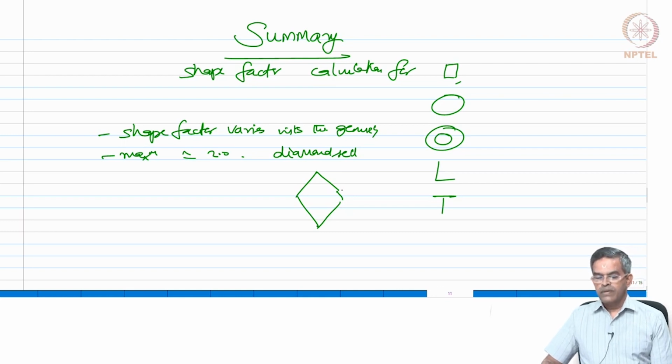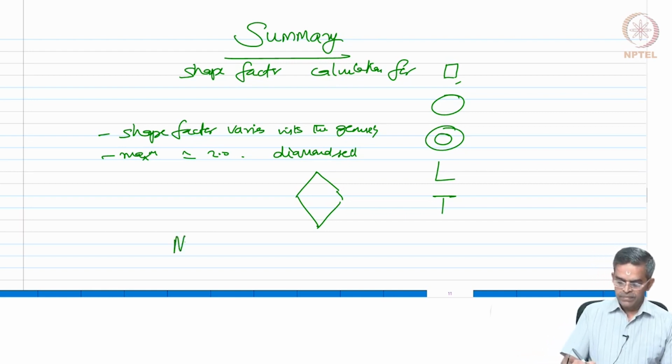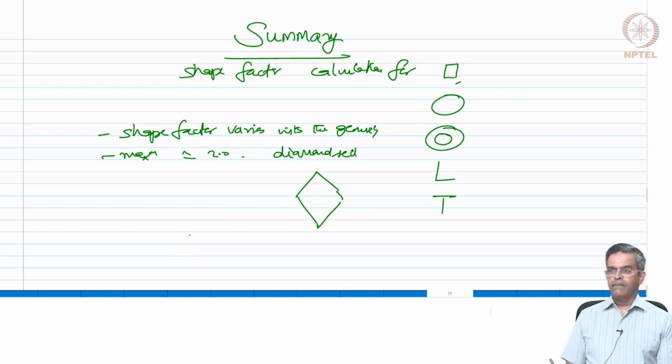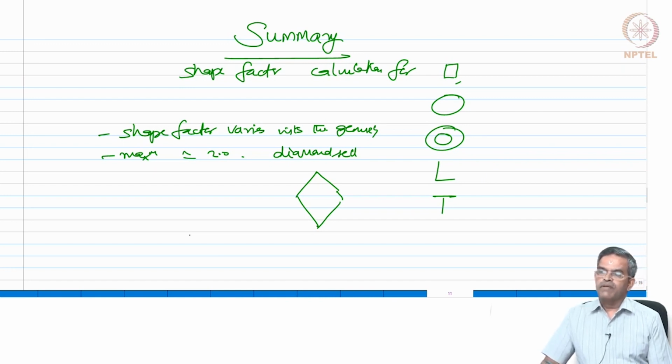Okay. So, shape factor is a geometric property, and if I know shape factor, I can easily find the capacity of the section, which is very simple to find out from the derivations what we discussed in the last lectures.